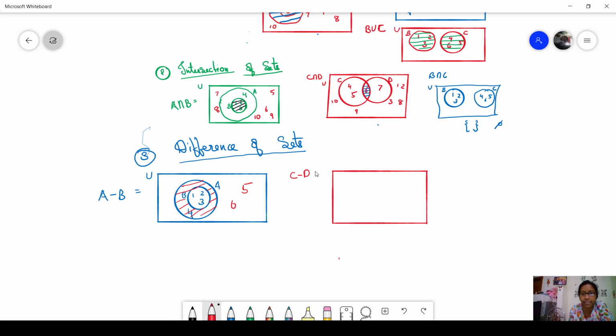Now C minus D. When it is C minus D, first as the previous one we are drawing two circles because they are not disjoint. We are drawing two circles. The common is 6, 4, 5 and this is C and this is D. This one is 7, 1, 2, 3, 8, 9, 10. So we are getting this much.